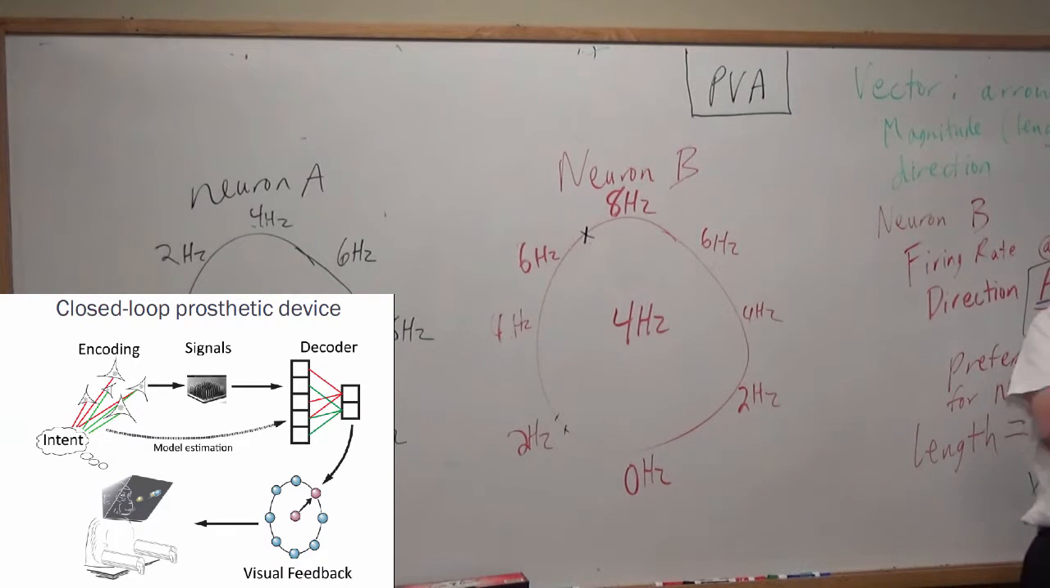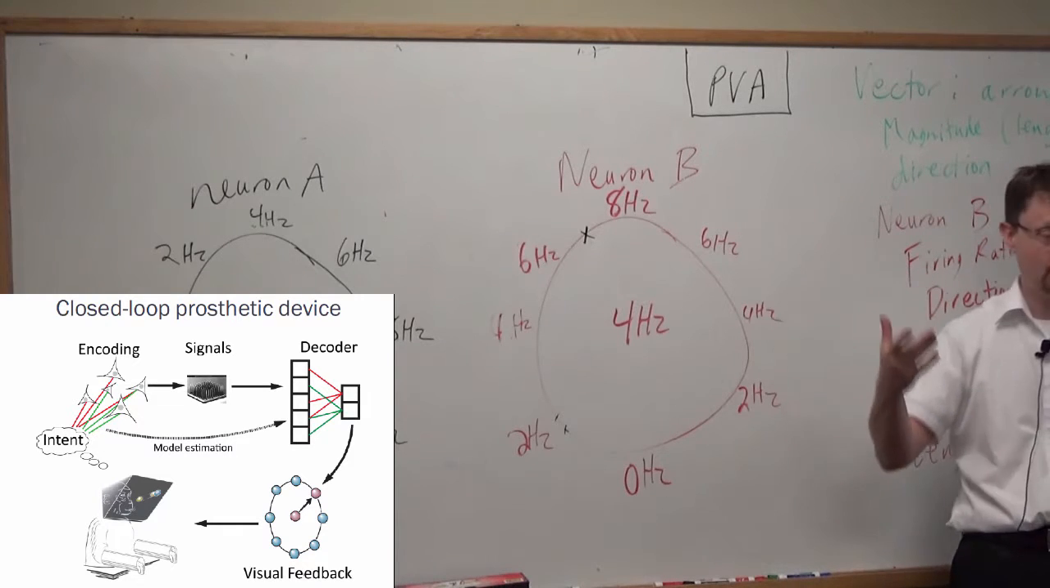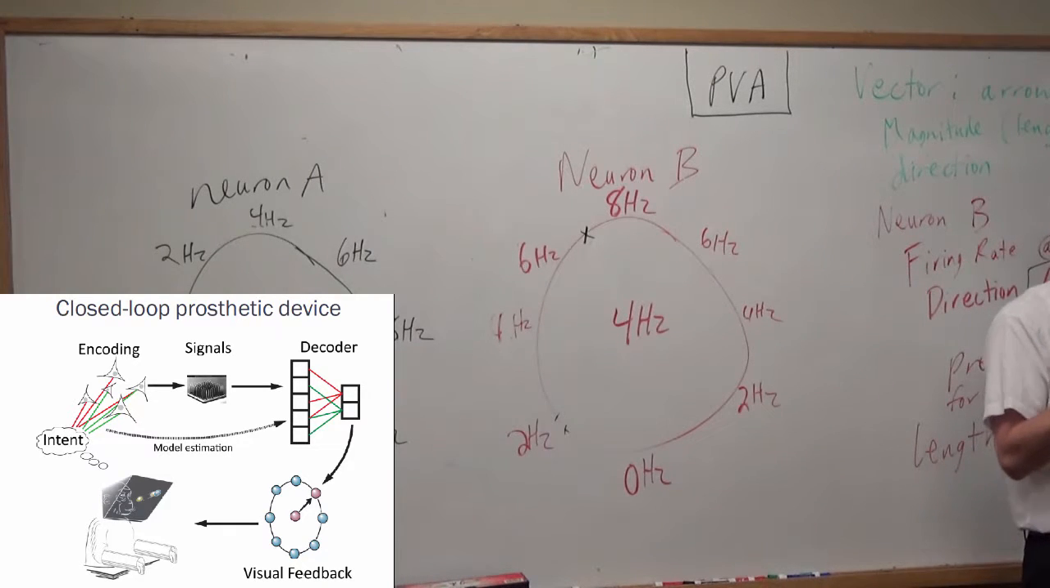Sometimes it's a little sluggish. Sometimes it misses. And the monkey gets a reward when it hits its target. So the monkey gets a little frustrated at times. And so we call this a closed loop system.